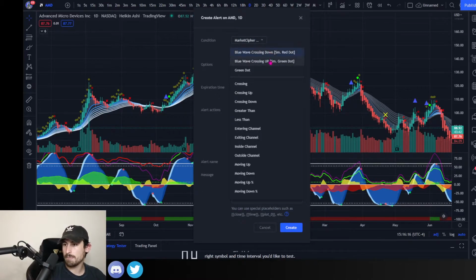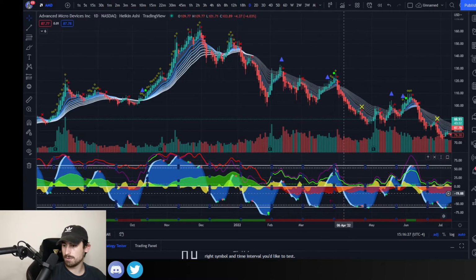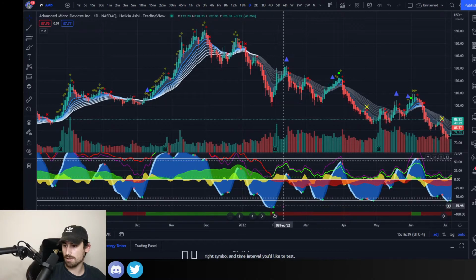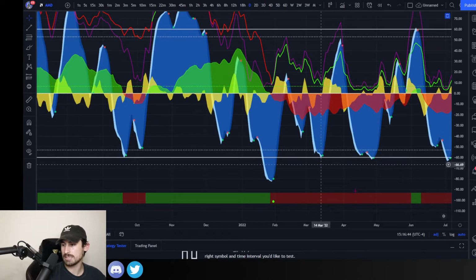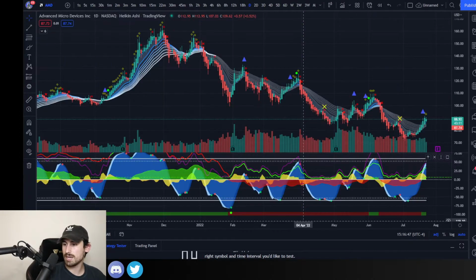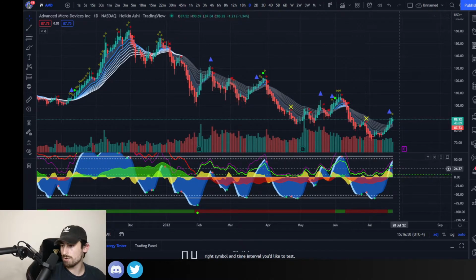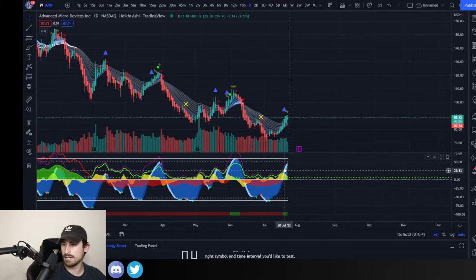Market Cipher B, what I'm either going to do is blue wave crossing up, which is the small green dot, or I'll just do a green dot, which is the oversold green dot. So, for example, right here's an oversold green dot. That would be the only alert that I would get on this time frame. But if we did the small green dot, it would alert here, here, here, here, and so on. So make sure you know the difference between the small green dot and the big green dot.